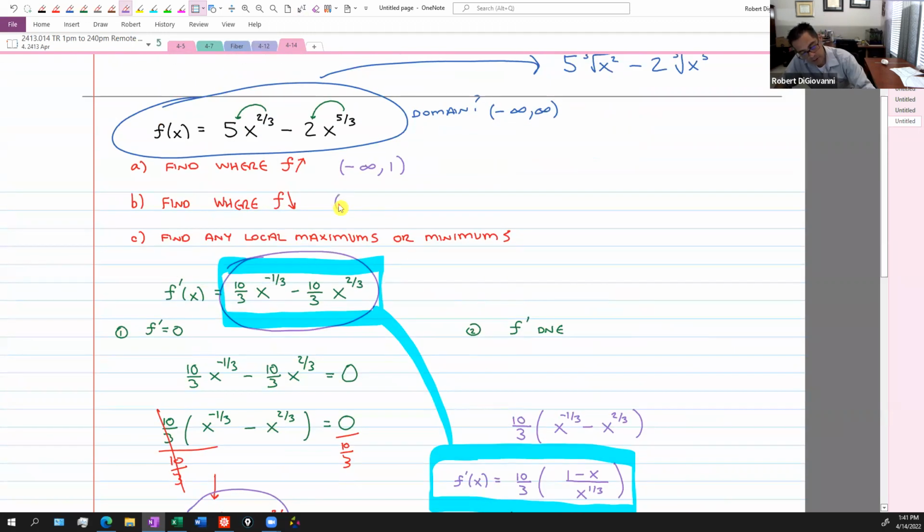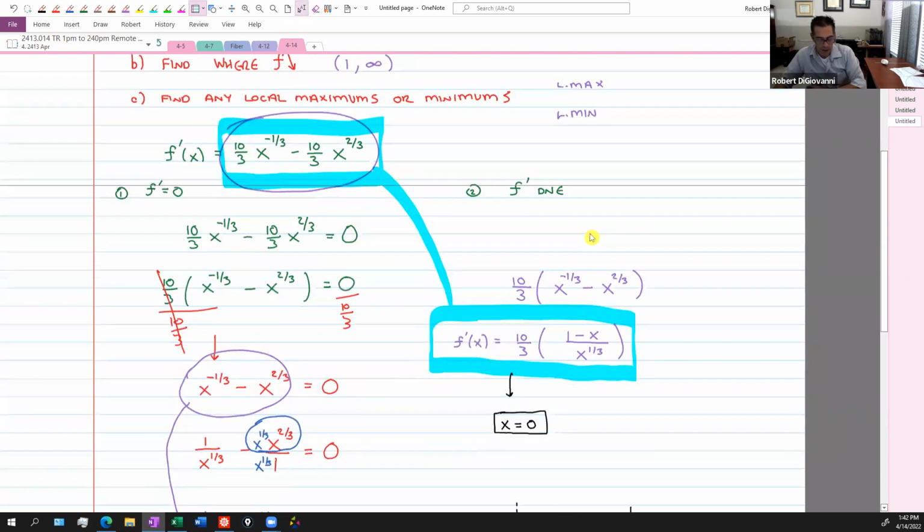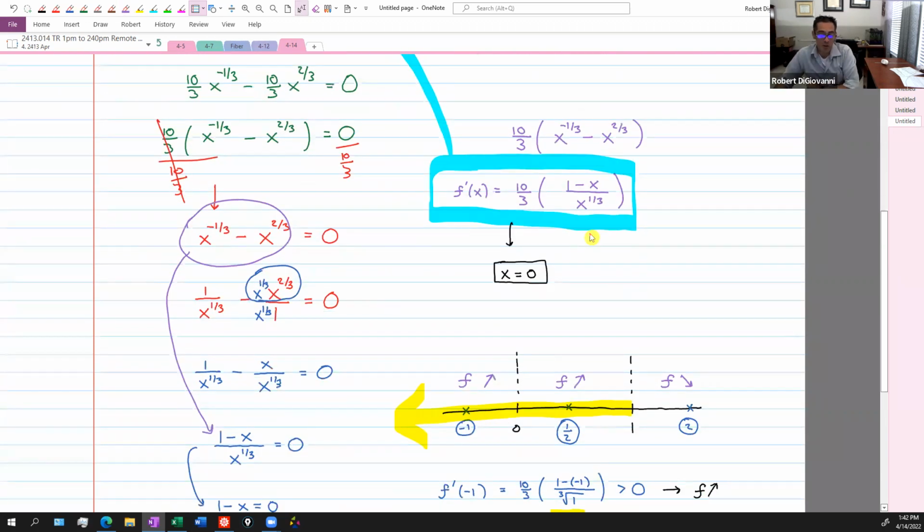So I put 1 to infinity. How about local max and local min? All right, so let's see. Does our derivative ever change signs? Does the function ever go up and down, or then down and up, or something like that?